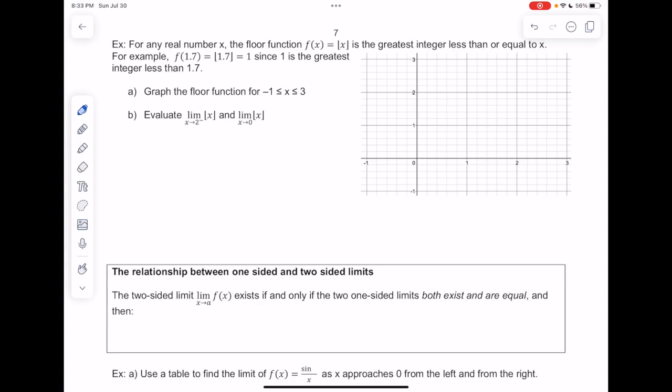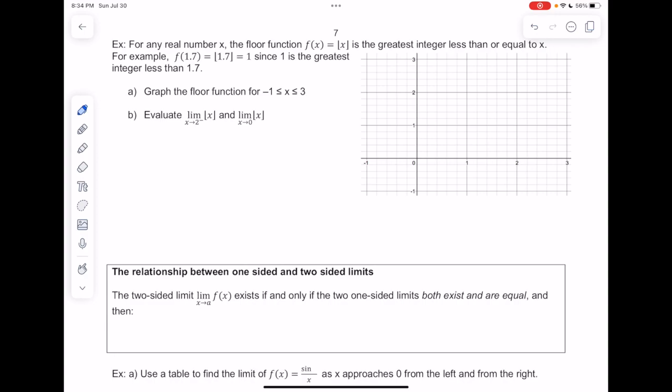All right, we're going to wrap this up with one more page with a couple more examples. In the first one, we're going to introduce a new function called the floor function. For any real number x, the floor function f of x equals the bracket with an x inside, which is the greatest integer that is less than or equal to x. So for example, f of 1.7 is the floor of 1.7, which is equal to 1, because 1 is the greatest integer that is less than 1.7. And if you put in 1.5, it would still be 1. 1.3 would still be 1.